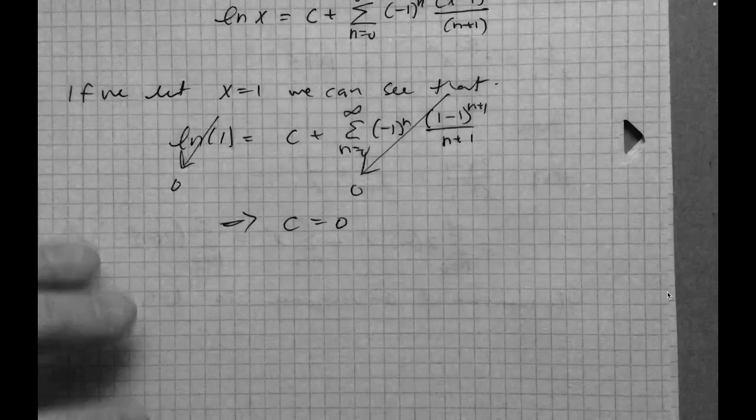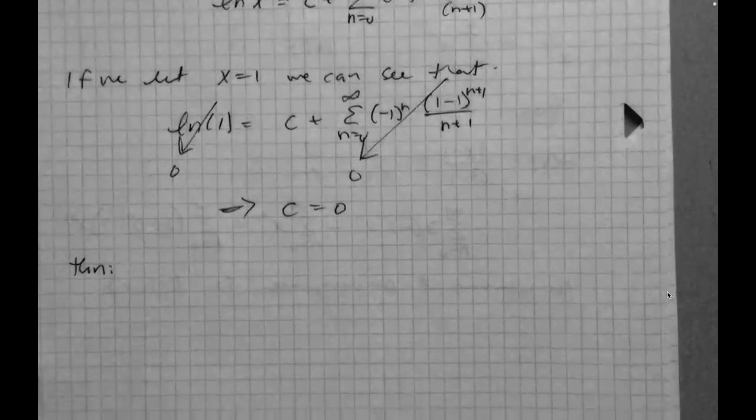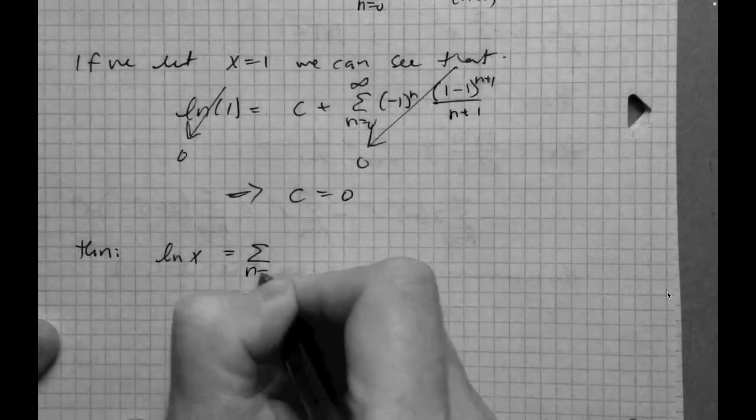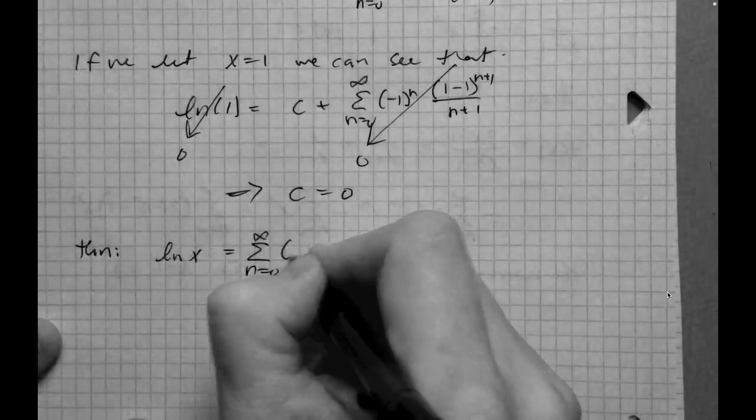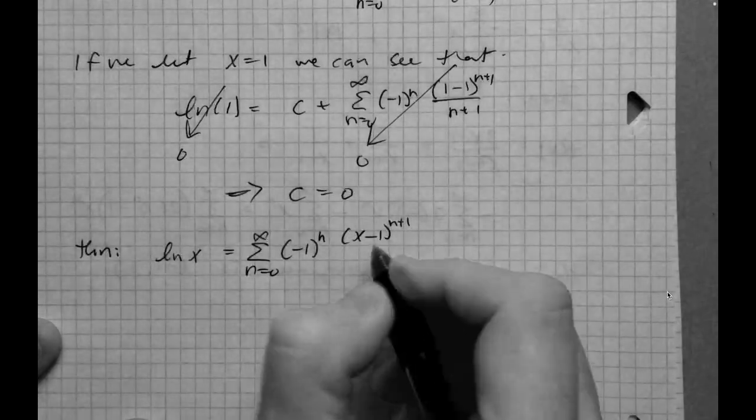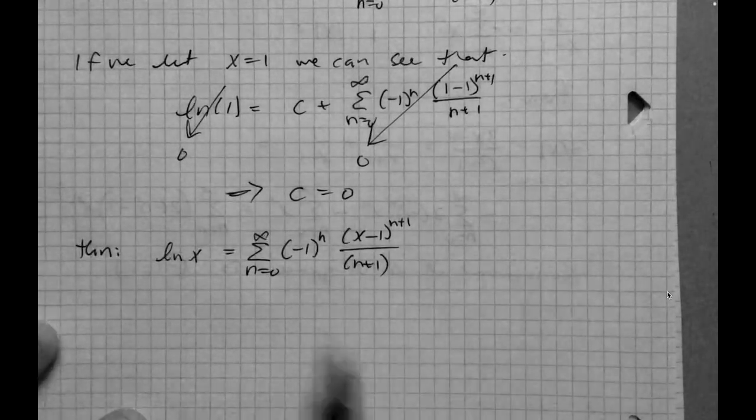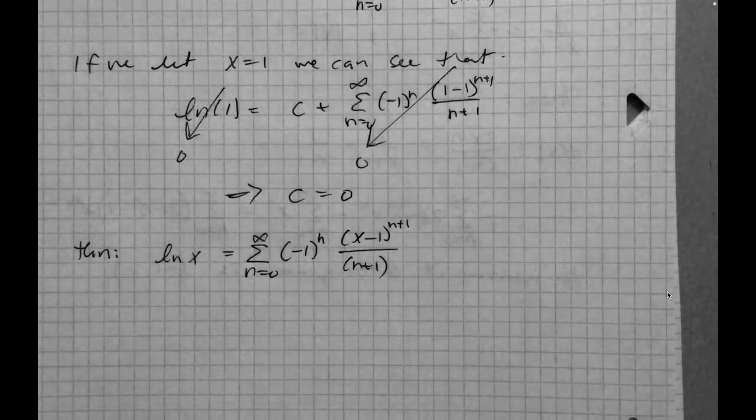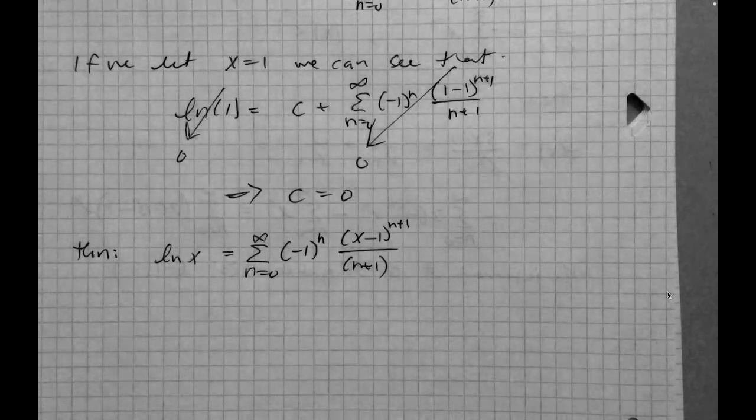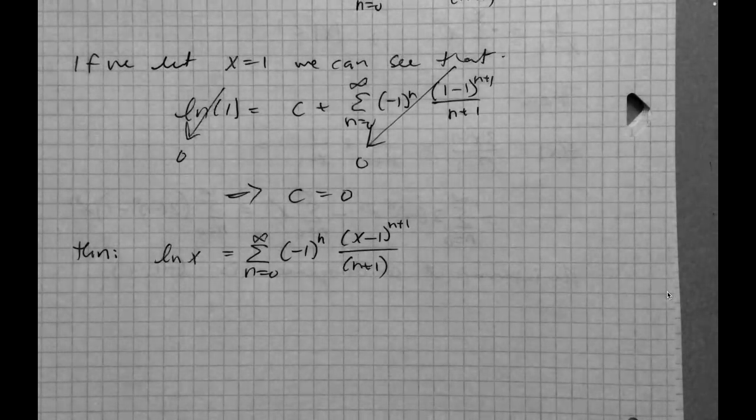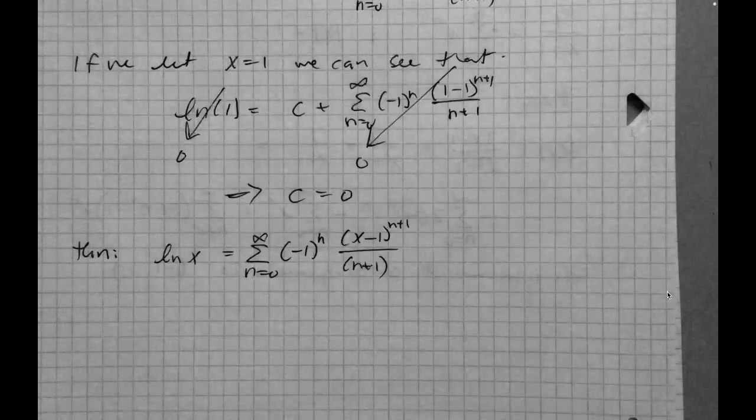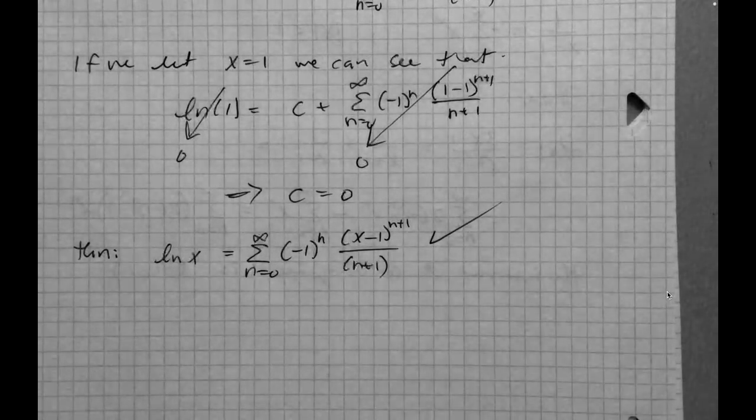And so then we can say that the natural log of x is equal to the sum from n equals 0 up to infinity of negative 1 to the n times x minus 1 to the n plus 1 over n plus 1. So this is a power series for natural log of x. And how do we find it? Well, we knew a power series for 1 over x, we integrate 1 over x to get natural log of x and integrate the series as well. And so, clever. It's a nice one.